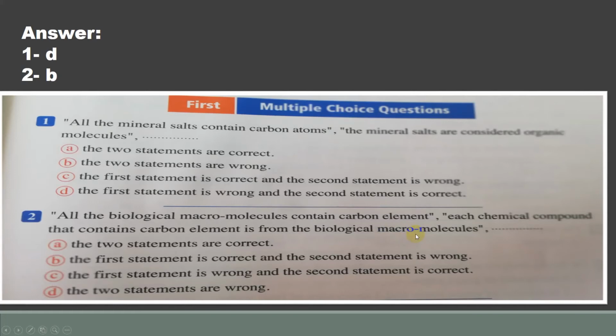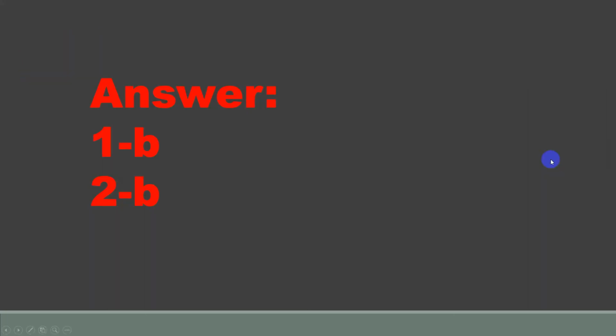نيجي للستيتمنت الثانية بيقول لي ان كل مركب كيميائي فيه كربون يبقى ده macromolecule، يبقى ده organic substance. طبعا غلط، بدليل ان الكربون دايوكسيد for example it has a carbon atom but it's not a biological macromolecule, it's not an organic substance. So the first statement is correct, as all the biological macromolecules or the organic substances have carbon atom. This is right, but not all the chemical compounds that contain carbon، مش كل المركبات اللي فيها كربون بعتبرها biological macromolecule. As we said before, example carbon dioxide, it contains carbon but it's not a macromolecule, it's not a big molecule, and it's not an organic substance. So the answer is B and B.